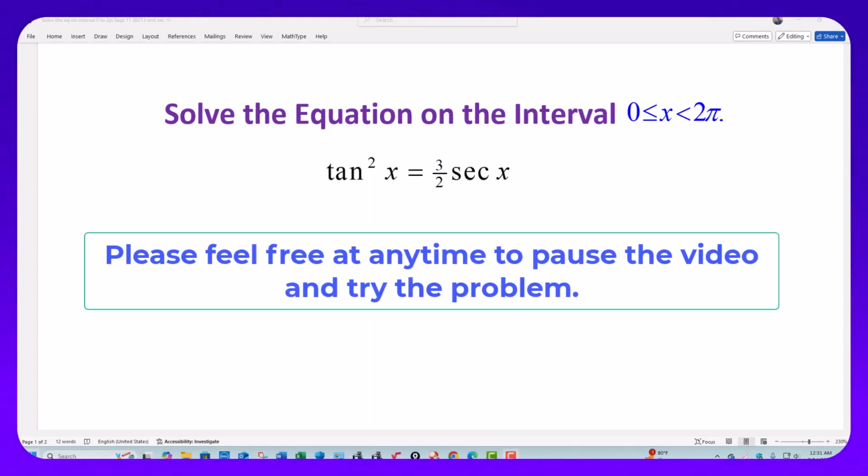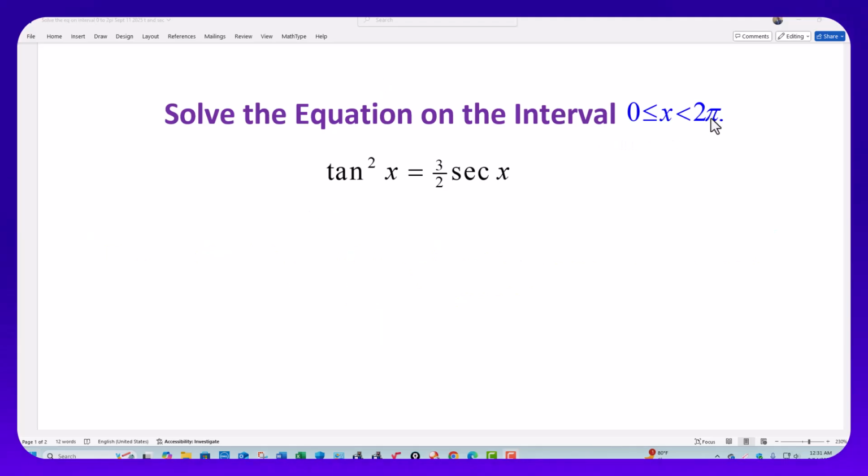In this video, we have one trig equation to solve in the interval from 0 to 2 pi, that is x greater than or equal to 0, but less than 2 pi. Now, when you're solving a trig equation, whenever possible, try to write the equation in terms of one trig function. Unless you have it factored out, you have a product, and you have it equal to 0, it'll work out.